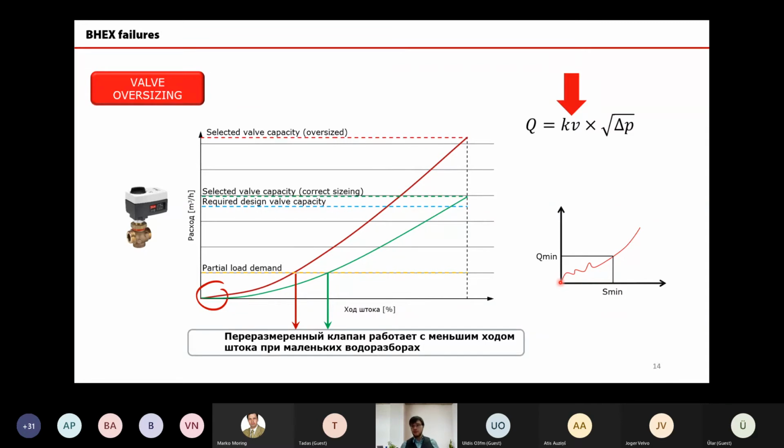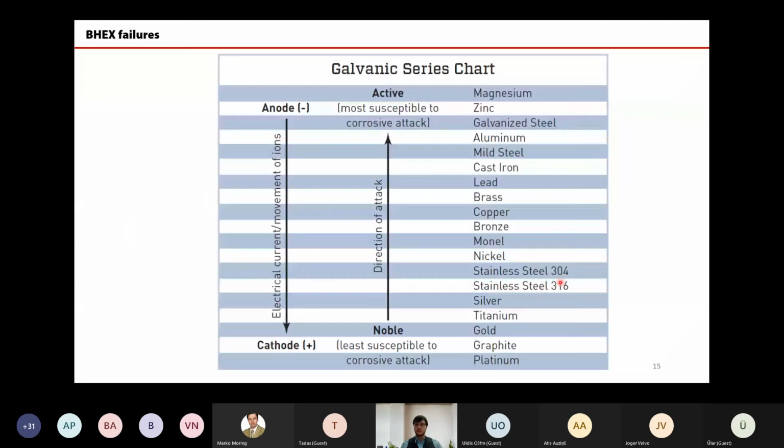And on top of this, we have another process which even worsens the whole setup, which is called galvanic corrosion. The thing is that the most often used brazed plate heat exchanger will be brazed with copper and the heat plates made of stainless steel. If you see that chart, you can understand that in our case, copper will be dissolved, because that's a galvanic pair.